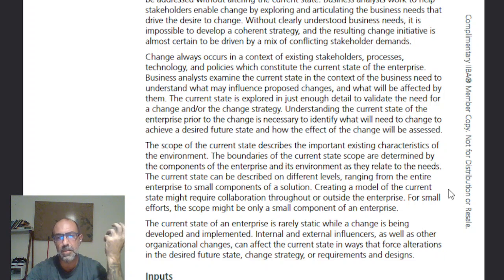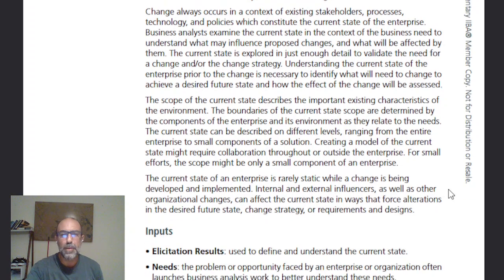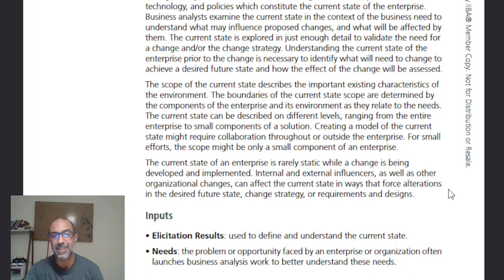So yeah, it's just that understanding the current state is important because this is from where you start. And it's necessary to identify what will need to change to achieve the desired future state. All right. The scope of the current state describes the important existing characteristics of the environment. The boundaries of the current state scope are determined by the components of the enterprise and its environment and as they relate to their needs.